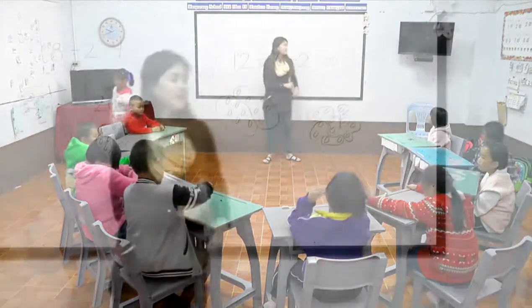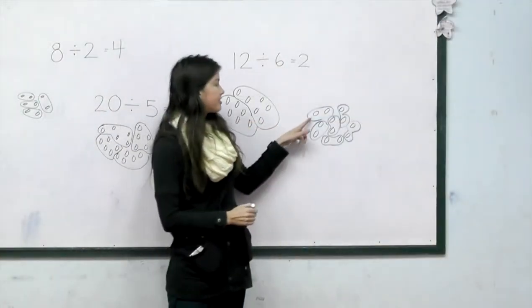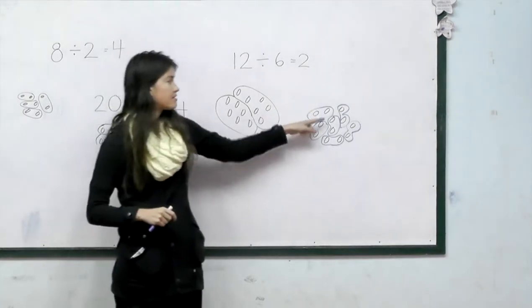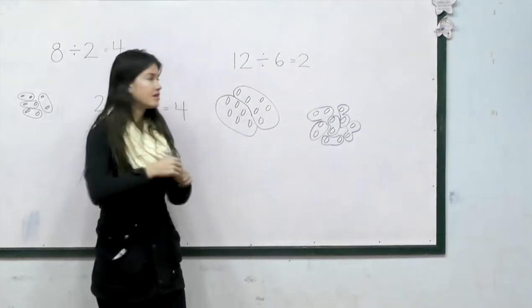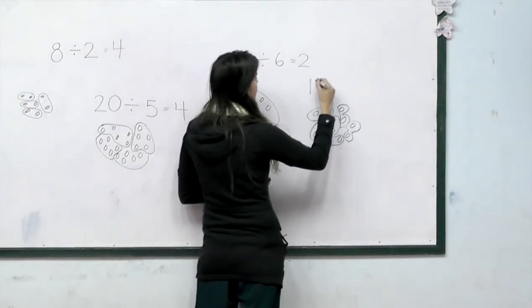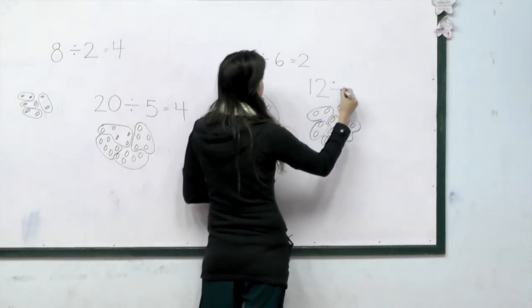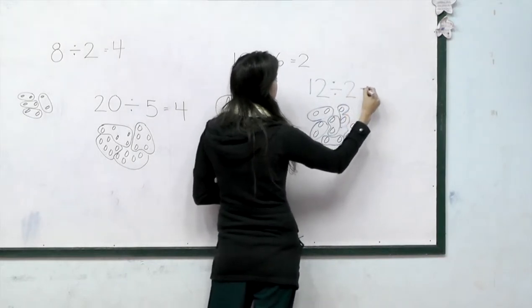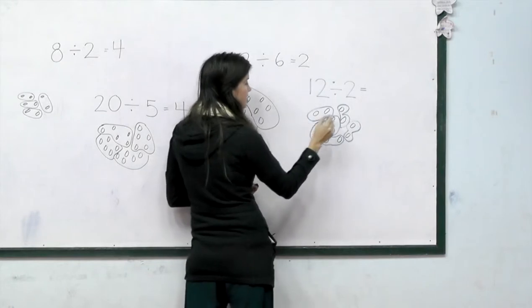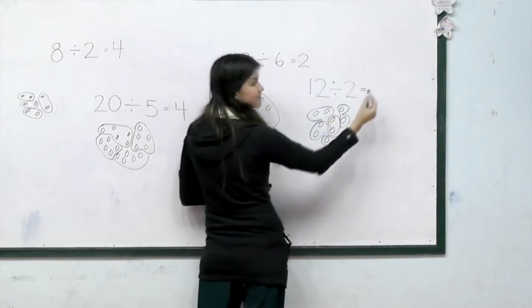Good job, friends. So in this time, we changed it up a little bit. We've got 6 groups, 6 circles. Inside every circle, we have 2 beans. So this one could be 12 divided by 2 equals what? 6. How many groups? 1, 2, 3, 4, 5, 6.